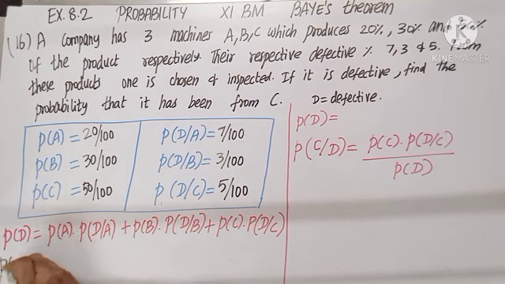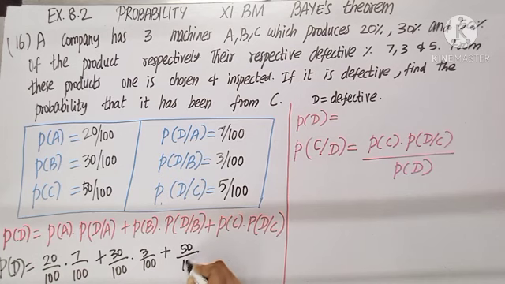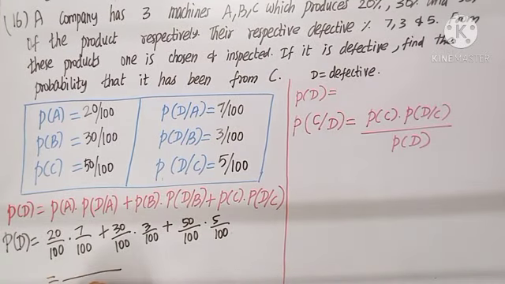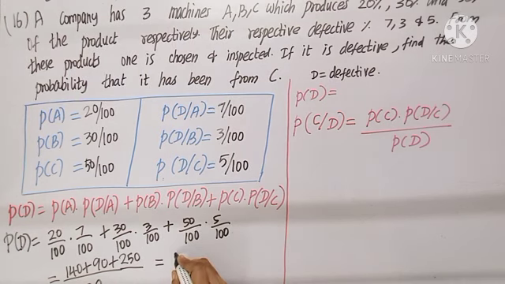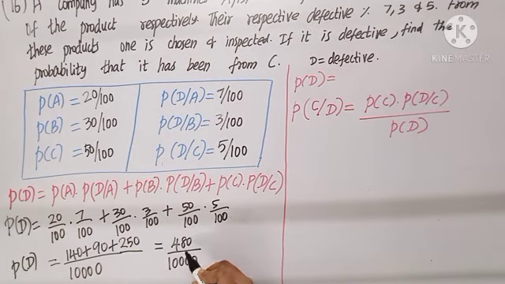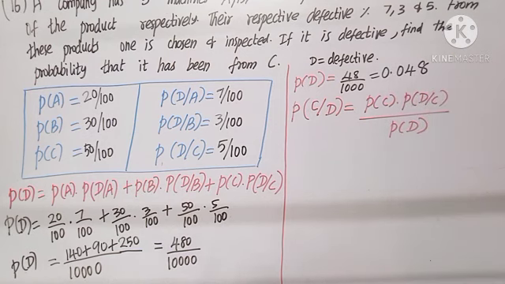Let us just substitute. P of D equals P of A, 20 by 100, into defective 7 by 100, plus, we just multiply like this, 30 by 100 into 3 by 100, plus 50 by 100 into 5 by 100. Let us take the LCM. 100 into 100 is 10,000. The numerator: 20 into 7, 30 into 3, 50 into 5. Together as I add, it is 480 by 10,000. This we call the defective probability. I can simplify and write the answer as 48 by 1000, or 0.048.